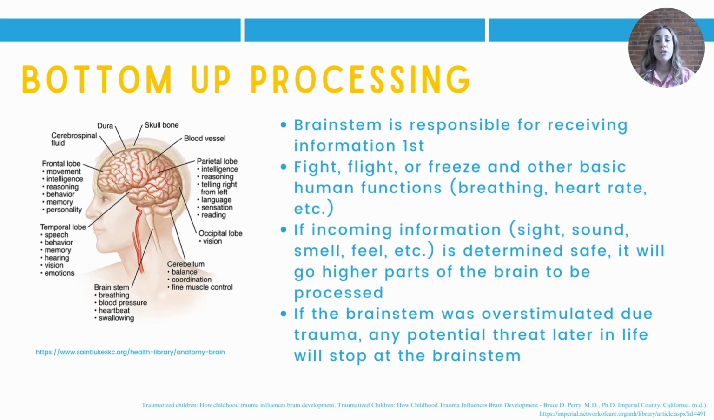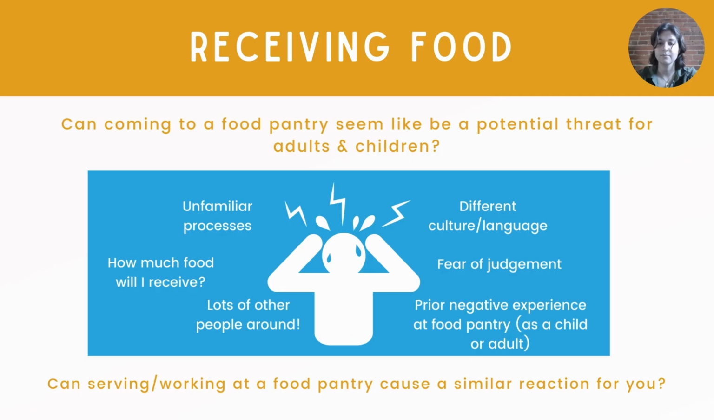However, if information seems unsafe, or if the brain thinks that the information is similar to a prior trauma, the information gets stuck in the brainstem and can cause a person to enter the fight, flight, or freeze mode. So children who experience a lot of unsafe or overstimulating events in their childhood can grow into adults who have very sensitive brainstems and may have a hard time with potential threats later in their lives.